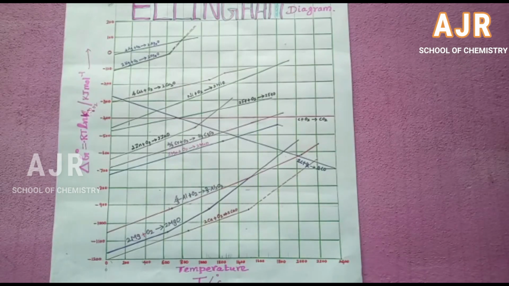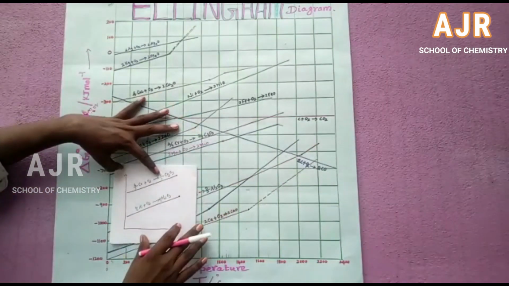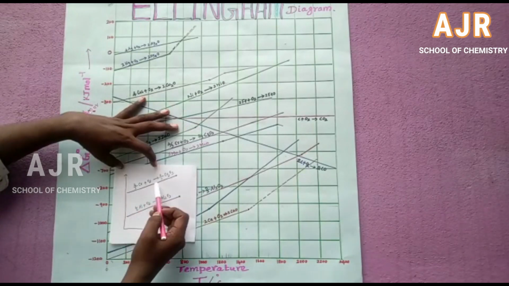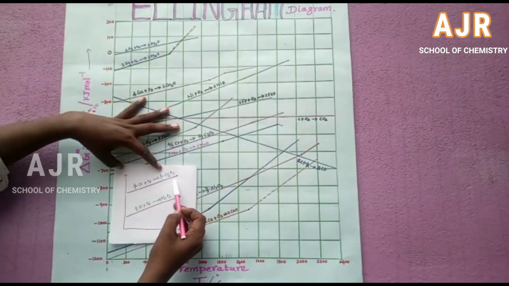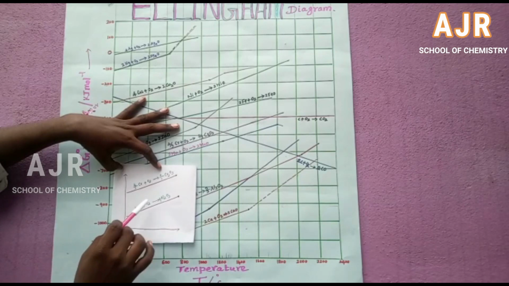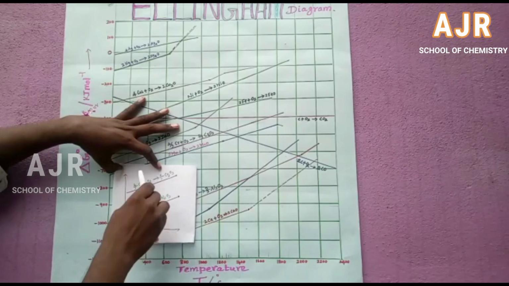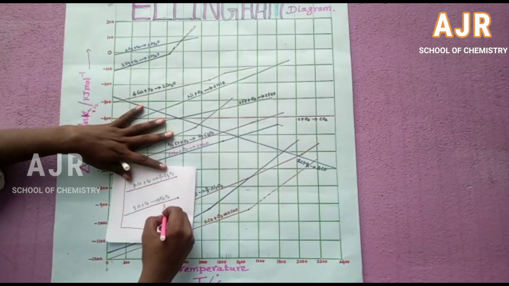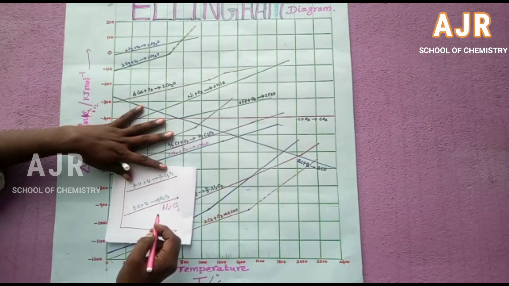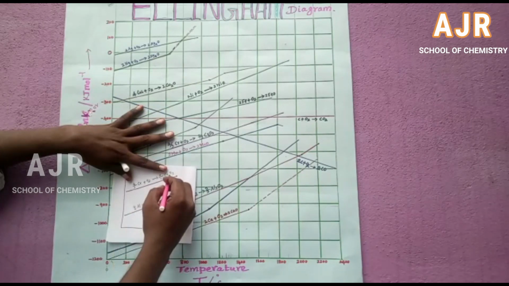For example, consider the formation of chromium oxide and aluminum oxide. So this is a line for the formation of chromium oxide, and this is a line for the formation of aluminum oxide. So this shows that Al2O3, this is the formation of aluminum oxide, Al2O3, and this Al2O3 is more stable than this Cr2O3.